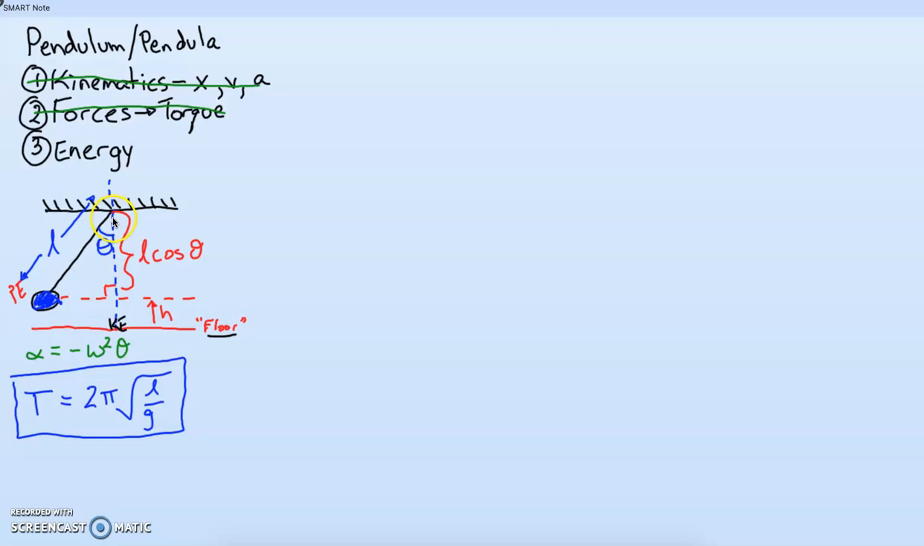But the length of the string is not going to change. So the length of the string when it's pulled to the side is going to be the same as when it's straight up and down, which is where this height h comes in. The height h is just going to be the difference between the total length of the string and the length of that side of the triangle.